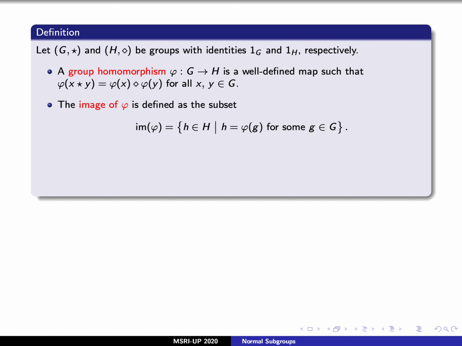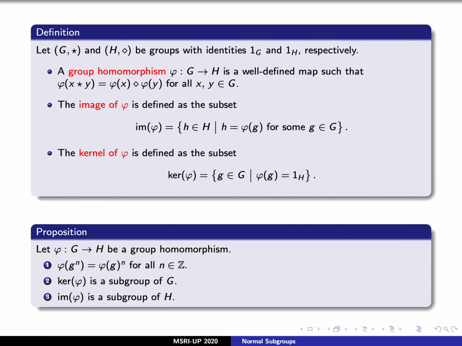There's a certain subset of the codomain H that we care about. This is called the image of φ. It's a set of elements lowercase h in capital H that look like they come from some lowercase g in capital G. That is, h equals φ(g) for some g. And finally, we define the kernel as a certain subset of the domain. That is, the kernel consists of those elements g that map to the identity in H. That is, φ(g) is 1_H. Well, these two subsets are actually pretty interesting to study.